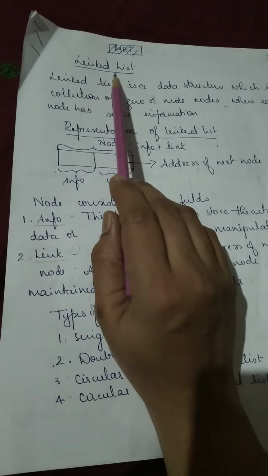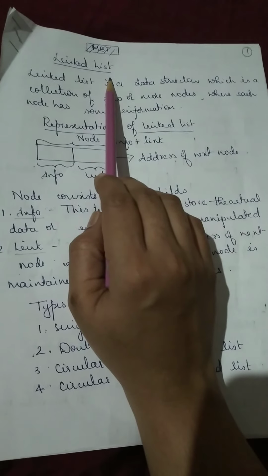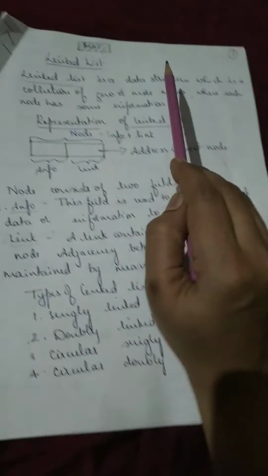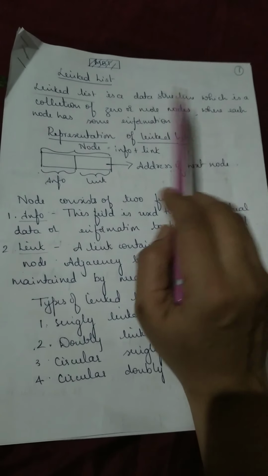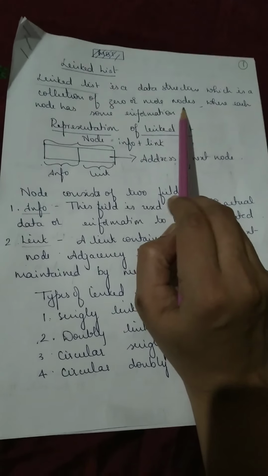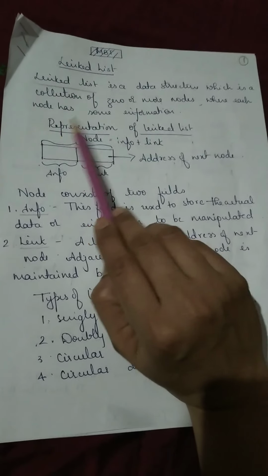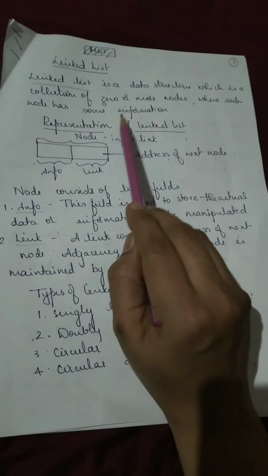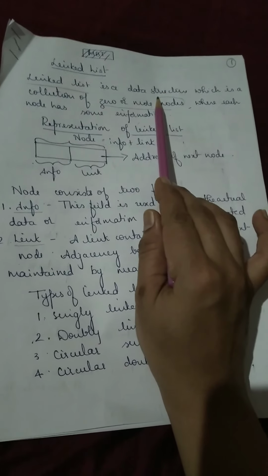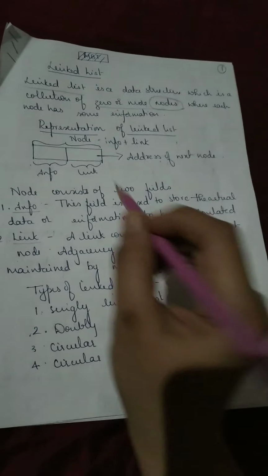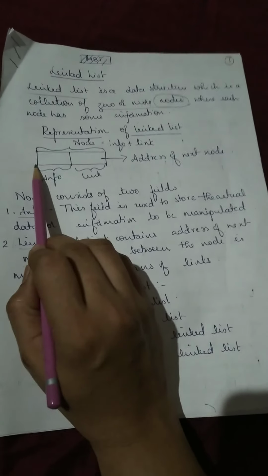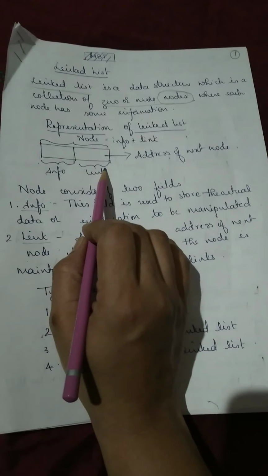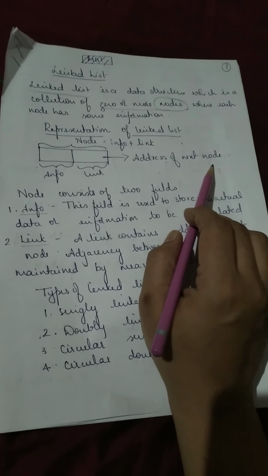Today we'll see a new topic, linked list. Okay, so what is a linked list? A linked list is a data structure which is a collection of 0 or more nodes where each node has some information, right? What do you mean by node? A node is nothing but a collection of information and a link which holds the address of the next node.